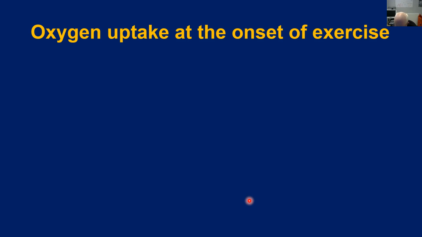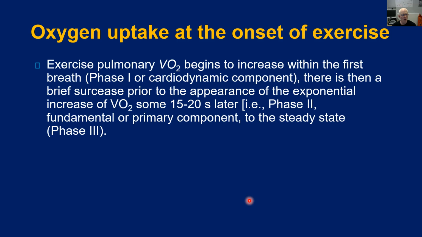So with that kind of background in mind, let's start to unpick what is happening in terms of oxygen uptake at the onset of exercise. Well, what we're dealing with is exercise pulmonary VO2. And so imagine now we're going to have somebody exercising. And so it begins to increase within the first breath.